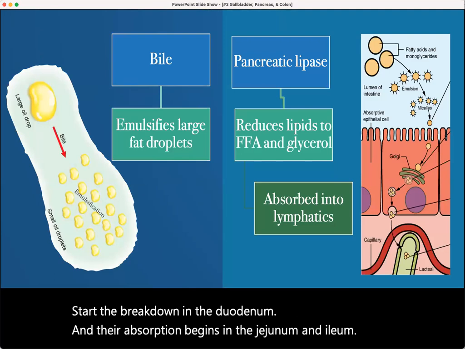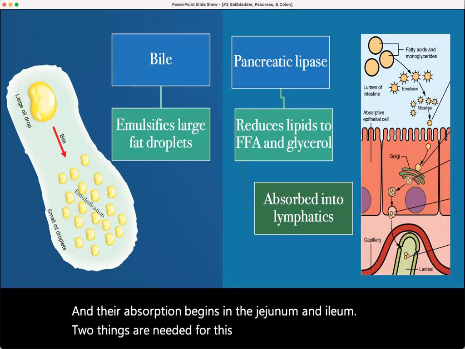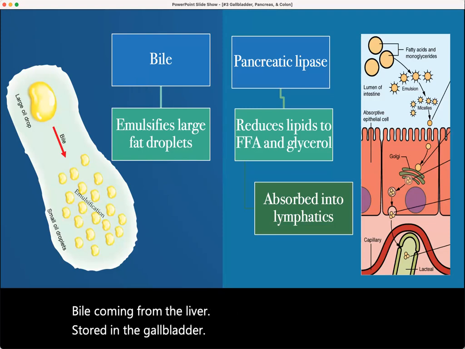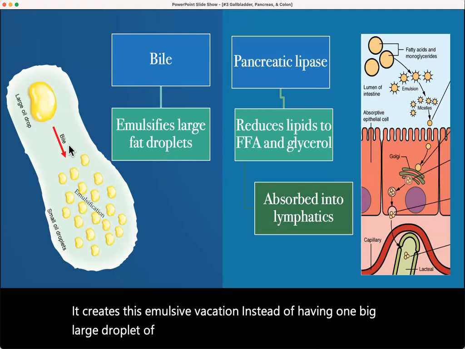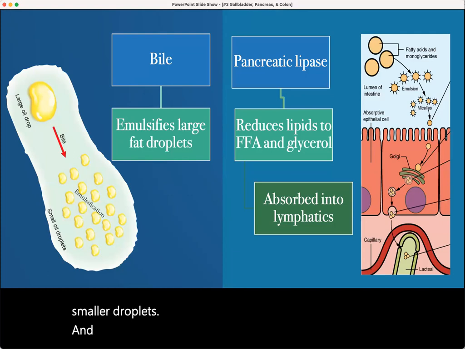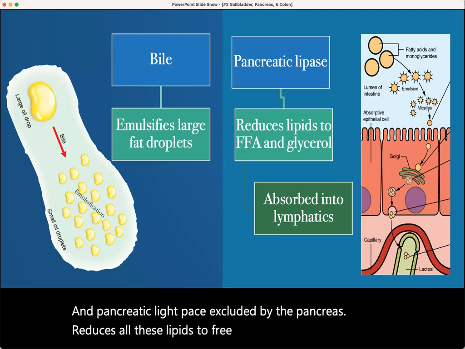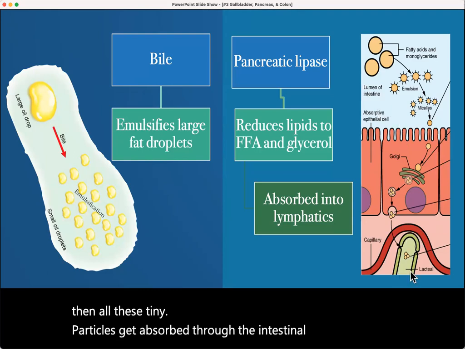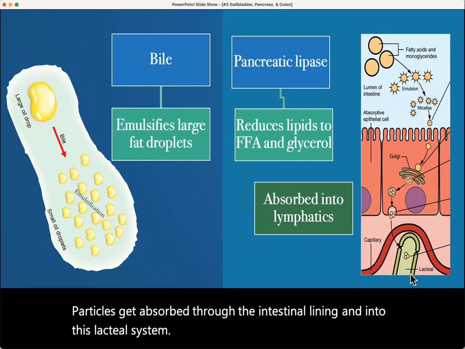Two things are needed for this process for lipids. Bile, coming from the liver and stored in the gallbladder, creates this emulsification. Instead of having one big, large droplet of oil, it breaks it down into all these smaller droplets. And pancreatic lipase, excreted by the pancreas, reduces all these lipids to free fatty acids and glycerol. Then all these tiny particles get absorbed through the intestinal lining and into this lacteal system, which is part of the lymphatic system.